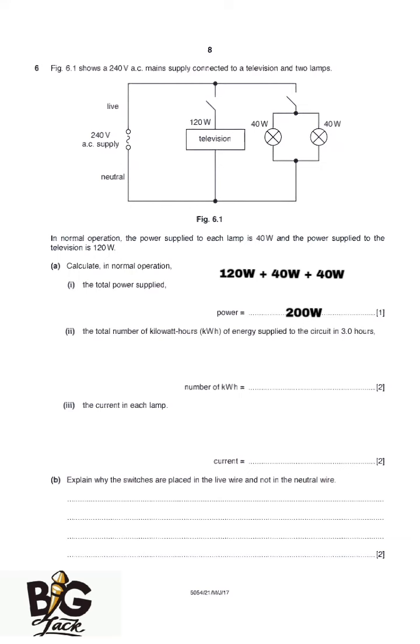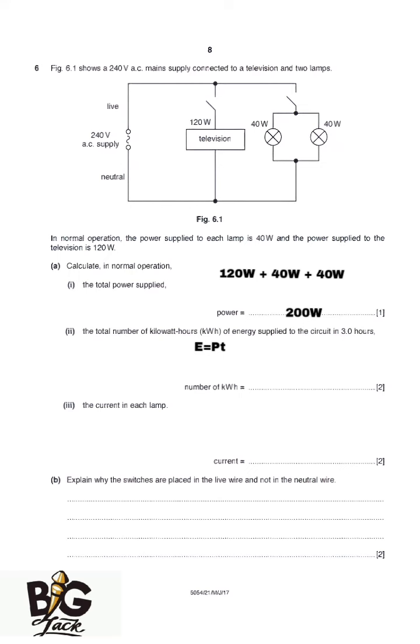Let's move on to the next one, Roman numeral 2. It is saying, calculate the total number of kilowatt-hours of energy supplied to the circuit in 3 hours. In this question, they are asking us to calculate energy. Energy is equal to power multiplied by time.